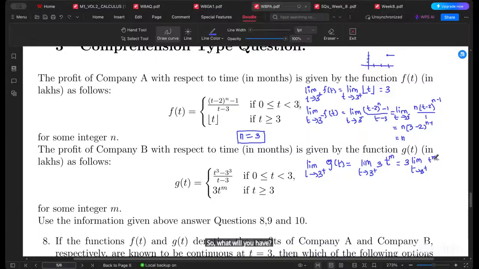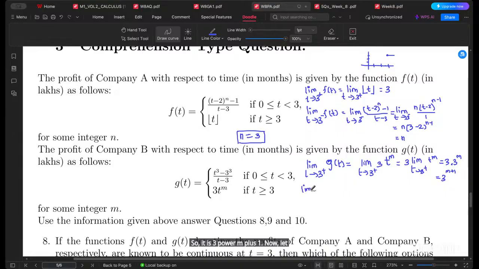Ma'am, 3 to power m. Yes, it will be simply 3 into 3 to power m. So it is 3 power m plus 1. M plus 1. Yes, ma'am.